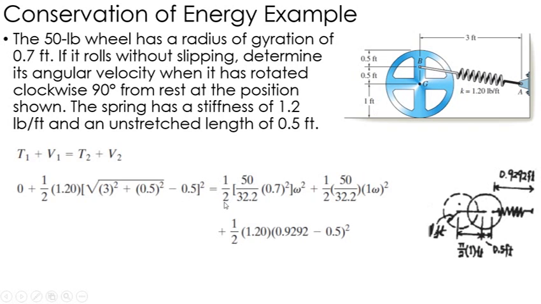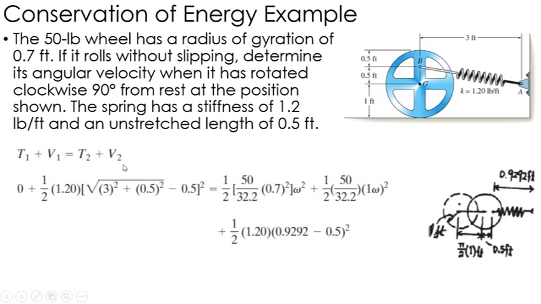Finally, the kinetic energy. I have initial kinetic energy, and the final kinetic energy is 1/2 I omega squared, where I is given by the radius of gyration and the mass, which is the weight divided by 32.2. This term here is 1/2 m v squared, where m is again the mass and v is the velocity of the center of gravity, which is the radius of 1 times omega, all of that squared. So I have to include both the rotational part, 1/2 I omega squared, plus the linear, translational part, 1/2 m v squared. Both of those are related to omega as shown here.